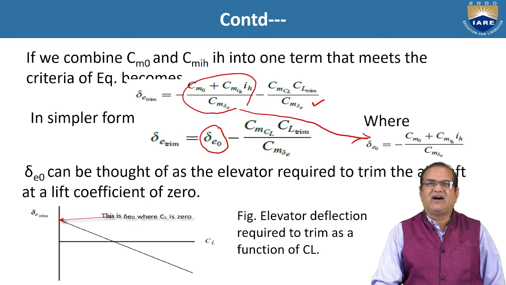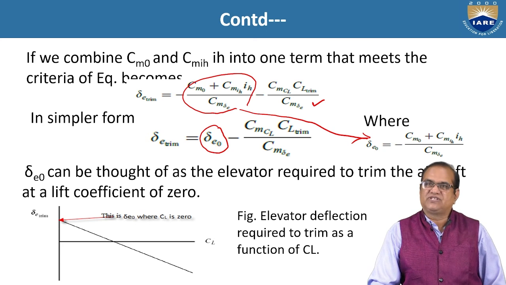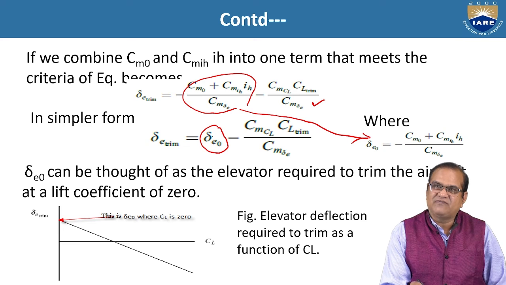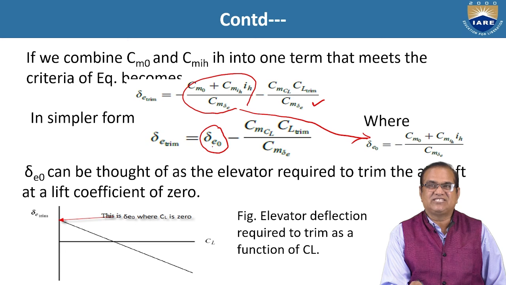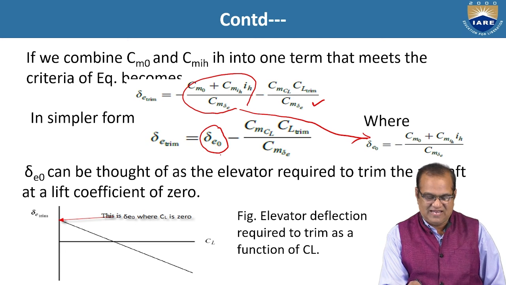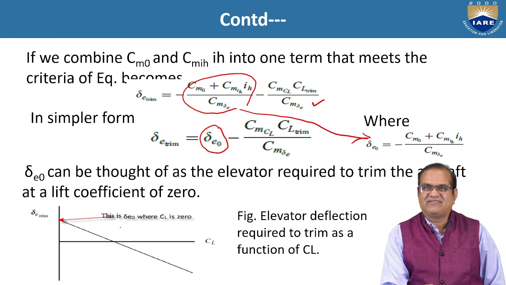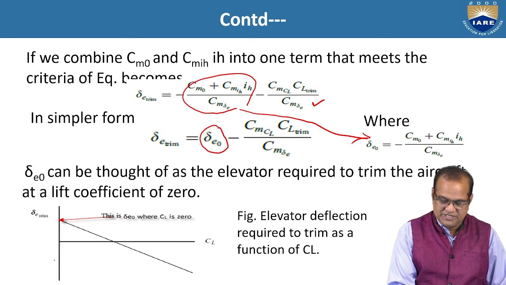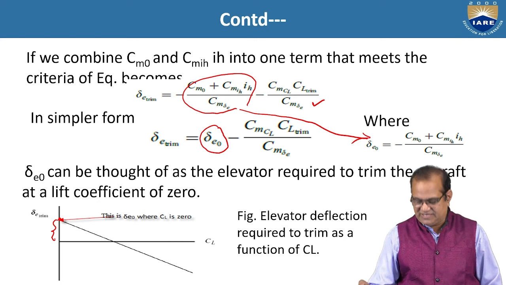So delta E naught can be thought of as the elevator required to trim the aircraft at a lift coefficient of 0. So when lift is not produced, whatever delta E is required at that time is called the delta E requirement. Here in this diagram, this is the delta E where CL is 0. This much delta E is required to handle this case.